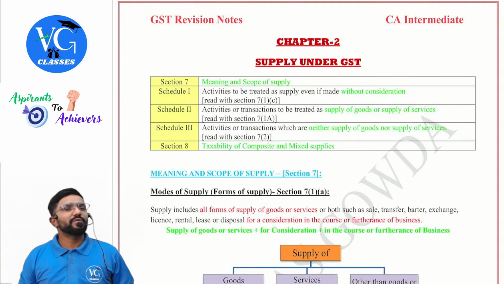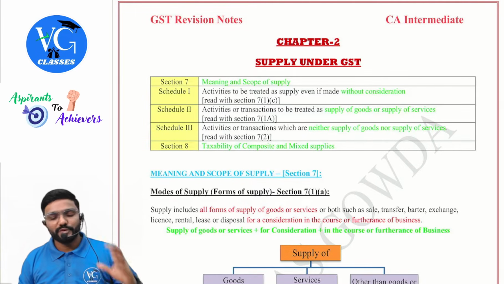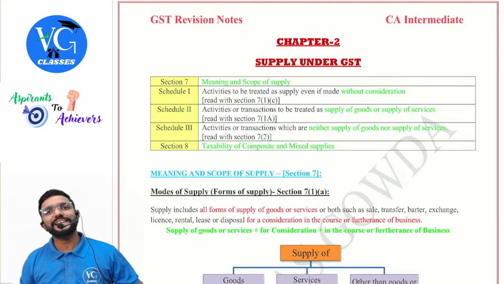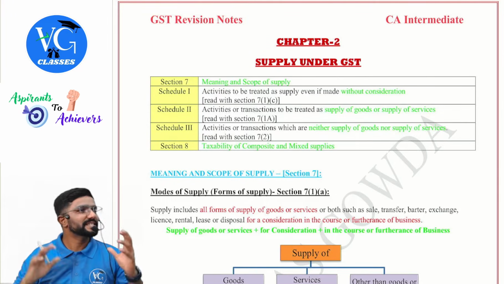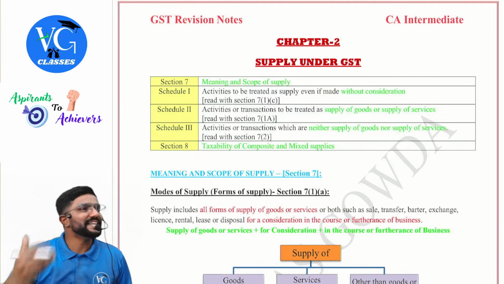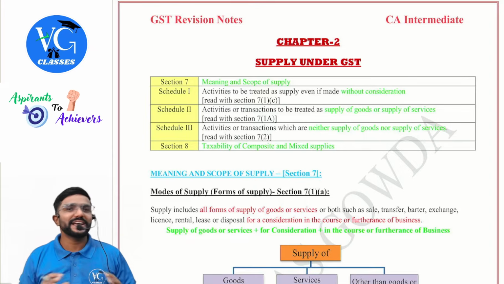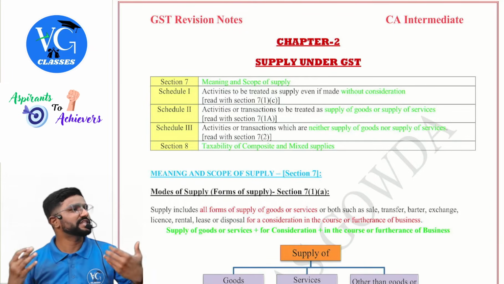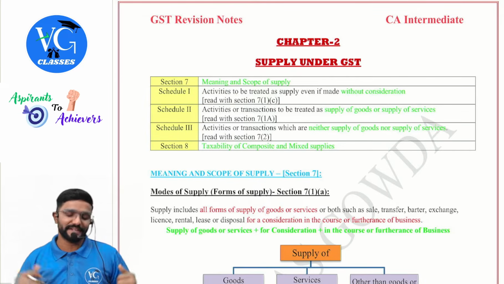Yes, students. Now we will revise chapter 2, which talks about supply under GST. The taxable event under GST is supply. Whenever there is a supply, GST is levied on it. Supply is covered in detail in section 7, read with schedules 1, 2, 3.